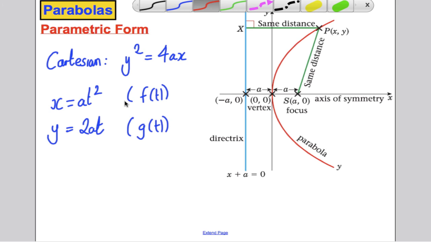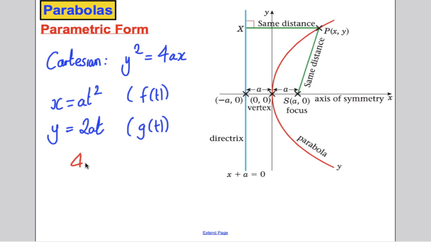If we substitute 2at in here, we would get 4a²t². If we substituted in at² here, we would get 4a multiplied by at², and the two are clearly equal, and so it works. So setting up in this way just works. That's the only point of it. So there's no way of deriving this. This is just something you need to be able to know.